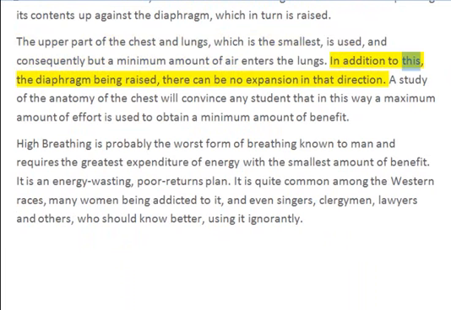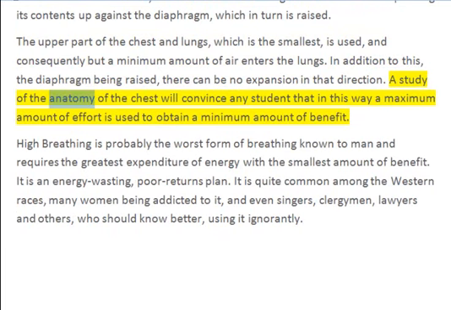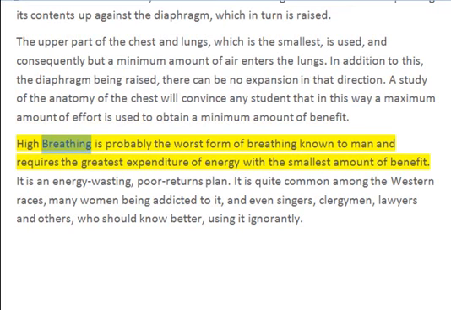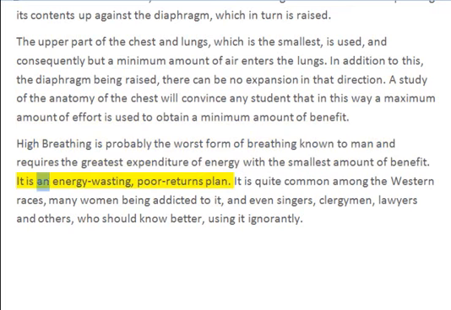In addition to this, the diaphragm being raised, there can be no expansion in that direction. A study of the anatomy of the chest will convince any student that in this way a maximum amount of effort is used to obtain a minimum amount of benefit. High breathing is probably the worst form of breathing known to man and requires the greatest expenditure of energy with the smallest amount of benefit. It is an energy-wasting, poor returns plan.